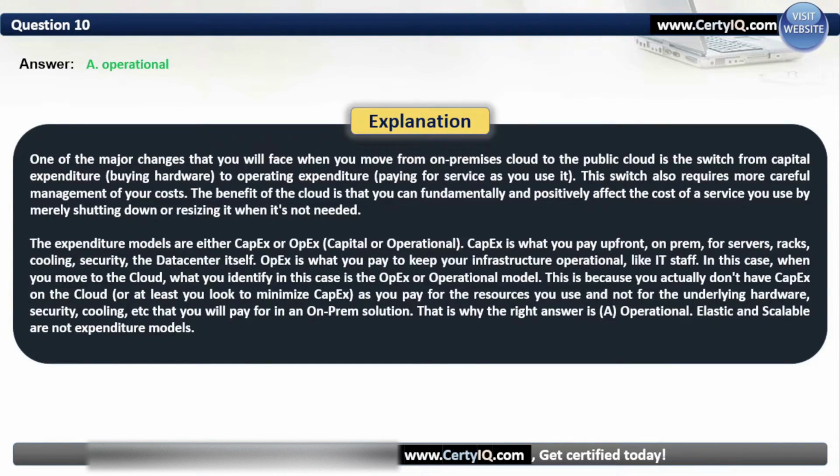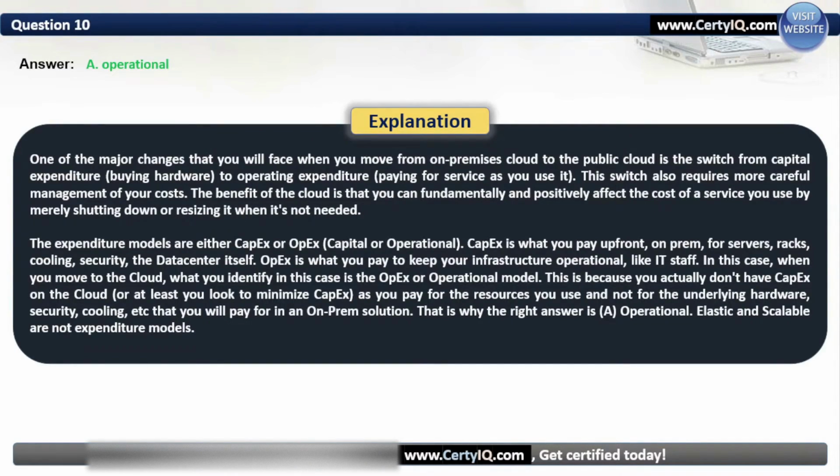One of the major changes that you will face when you move from on-premises to the public cloud is the switch from capital expenditure to operating expenditure. This switch also requires more careful management of your costs. The benefit of the cloud is that you can fundamentally and positively affect the cost of a service you use by merely shutting down or resizing it when it is not needed. The expenditure models are either CapEx or OpEx.